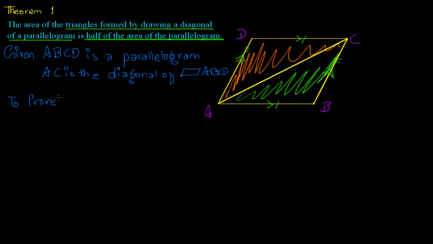Okay, now that we have written our given, we need to write what we need to prove. To prove, we can write what is written in the theorem, or we can simplify it by writing that the triangle formed by drawing a diagonal of a parallelogram. So let's select a triangle, maybe ABC. You can choose triangle ADC as well. So triangle ABC is half of the area of the parallelogram, so we need to prove this is half of the area of parallelogram ABCD. So that's basically what we need to prove.